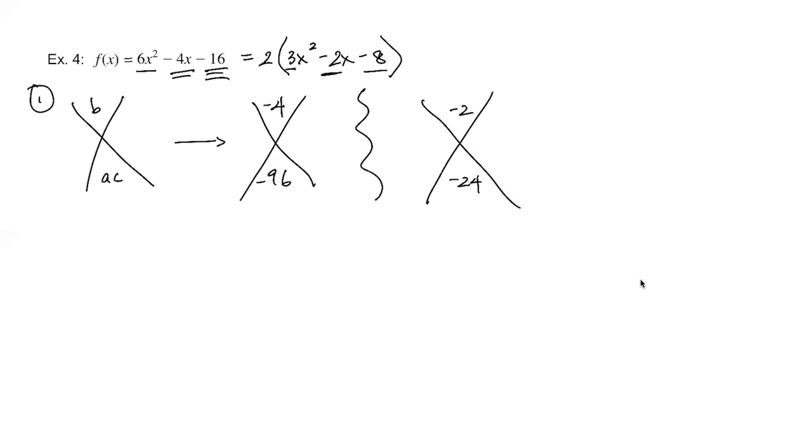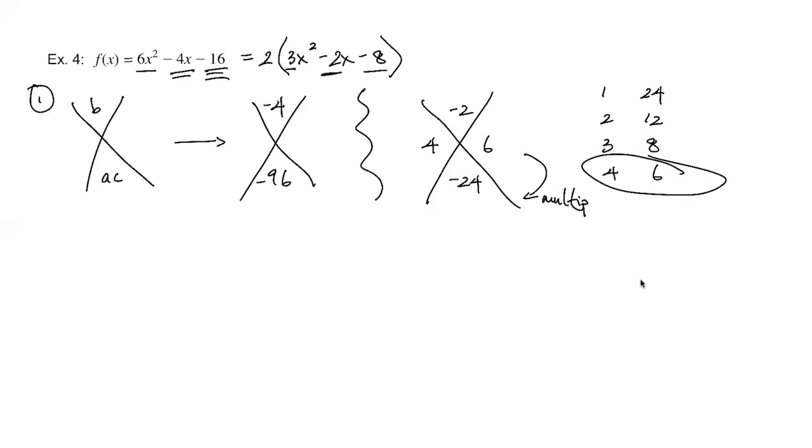I think it's easier for me to find factors of 24 than it is of 96, okay? So I know 24 could be 1 and 24, 2 and 12, 3 and 8, 4 and 6. And of those 4 pairs, only 1 pair can I add or subtract to make a -2. Now, if I put a 4 here and a 6 here and call it a day, I've not done my job, okay? Because 4 times 6 don't multiply to make -24. And they certainly don't add to make -2.